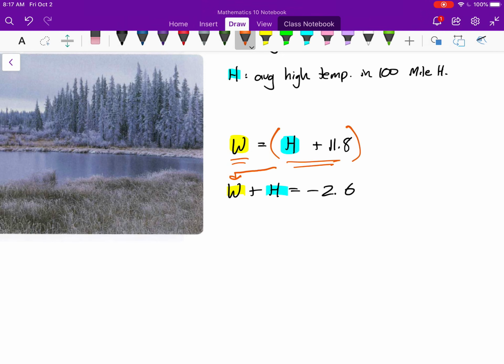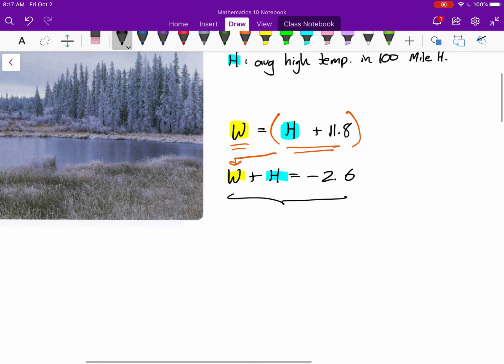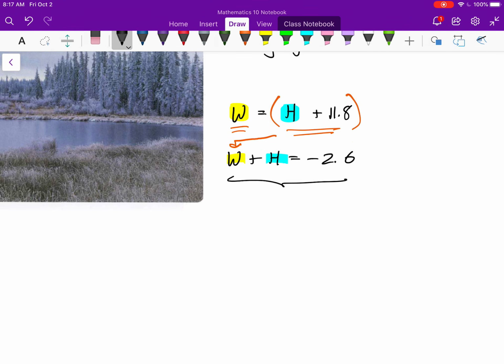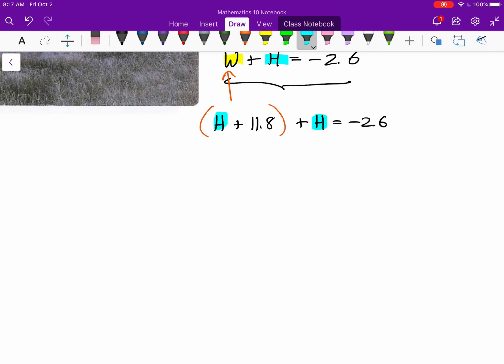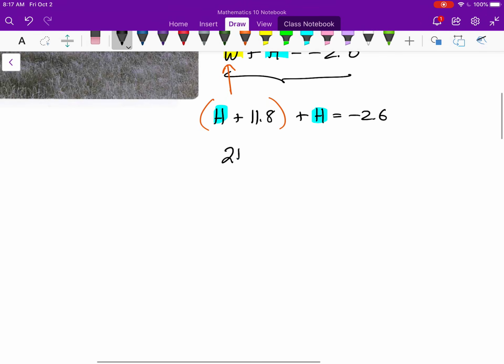So I can take a look at the second equation now and rewrite it. Instead of W plus H equals negative 2.6, I write H plus 11.8, where my W was. I substituted W for H plus 11.8, and then write the rest of the equation: plus H equals negative 2.6. And now I have one equation with one variable. Yes, H repeats twice, but I can combine like terms. So let's combine like terms. I get 2 times H plus 11.8 equals negative 2.6. I want to solve for H, so I want to subtract 11.8 from both sides.